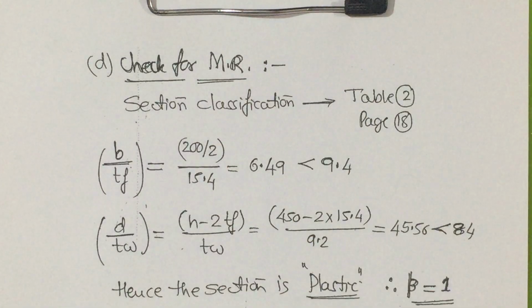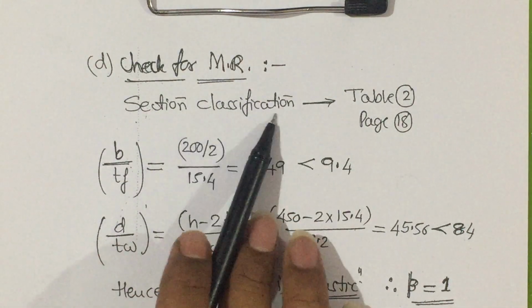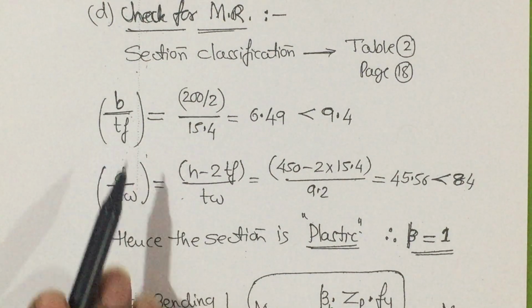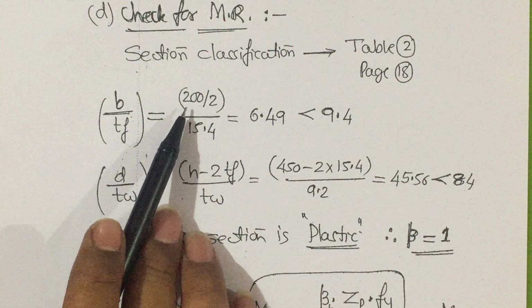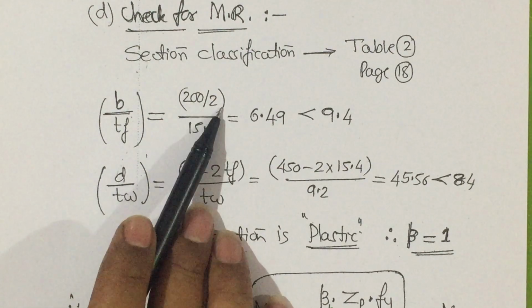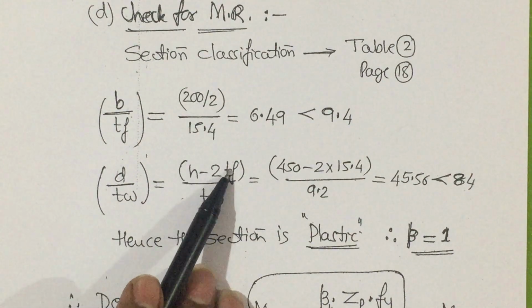Then check for moment of resistance. See, the further checks and all those things are the same as in the previous problem. Check for moment of resistance. First calculate b by Tf and d by Tw. So, b is nothing but half width, Bf divided by 2. Then d is nothing but H minus 2 Tf.